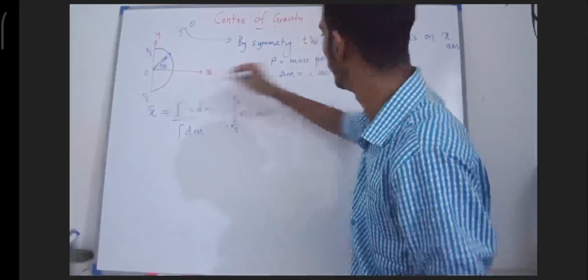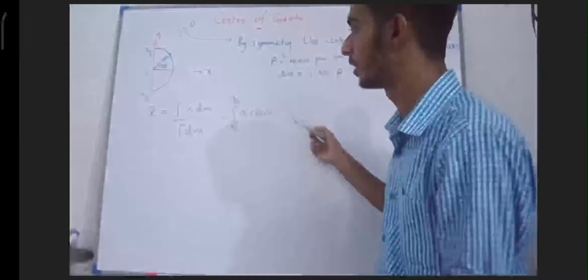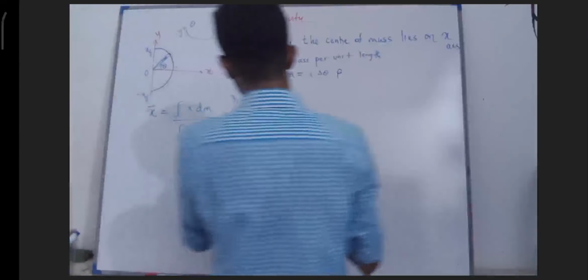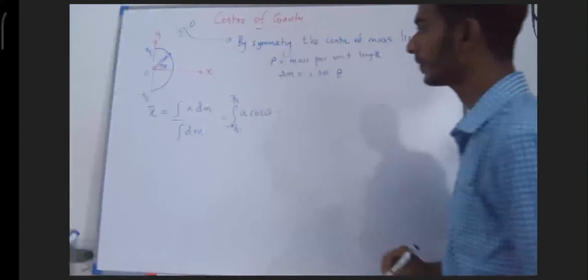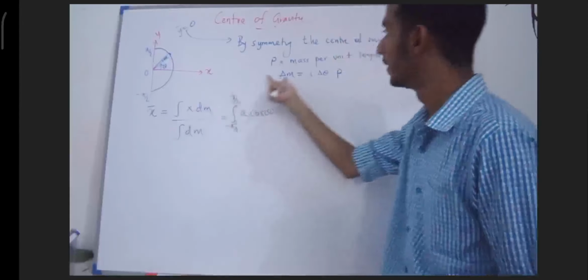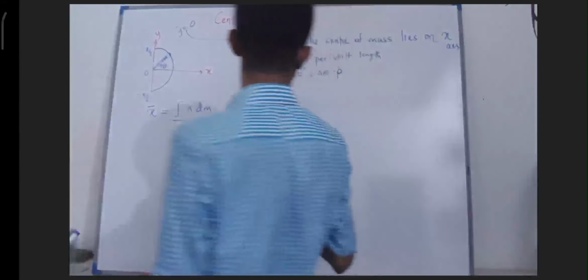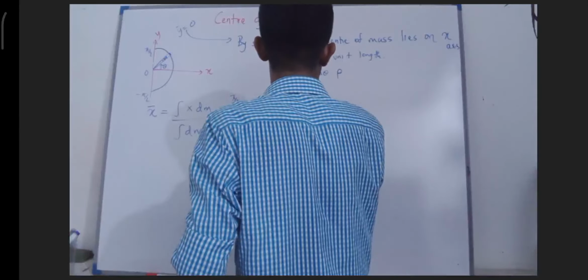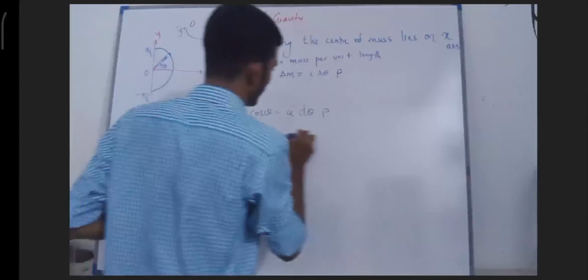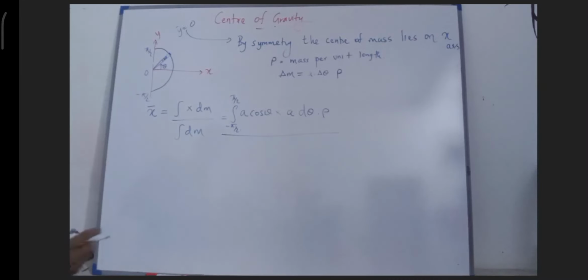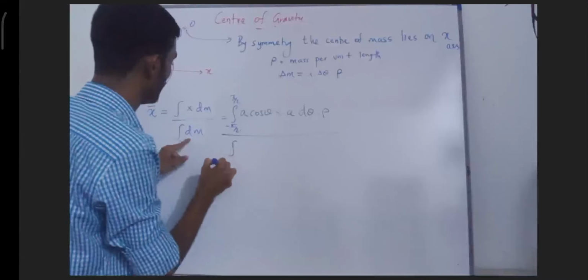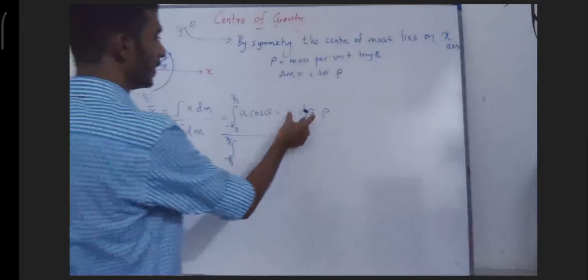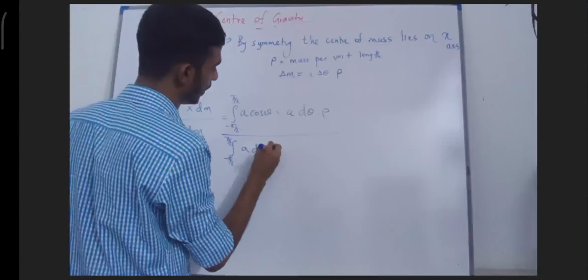If I put the integration symbol, this delta m will become dm. That is obvious, you have already studied it in the theory part, so I don't want to explain the reasons. So a cos theta into dm, where dm is a into delta theta. When I put it into integration, delta will become d theta, into rho, divided by the integral of dm from minus pi by 2 to pi by 2. dm is this portion, a into d theta into rho.